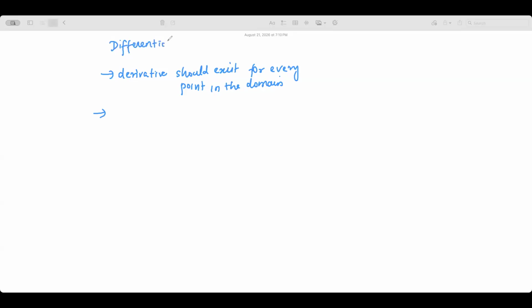When do you say a function is differentiable? We say differentiable if the derivative exists at each point in the domain. Derivative should exist for every point in the domain. Number one. The first condition is the derivative should exist for every point in the domain, and then the graph naturally has to be a smooth line.